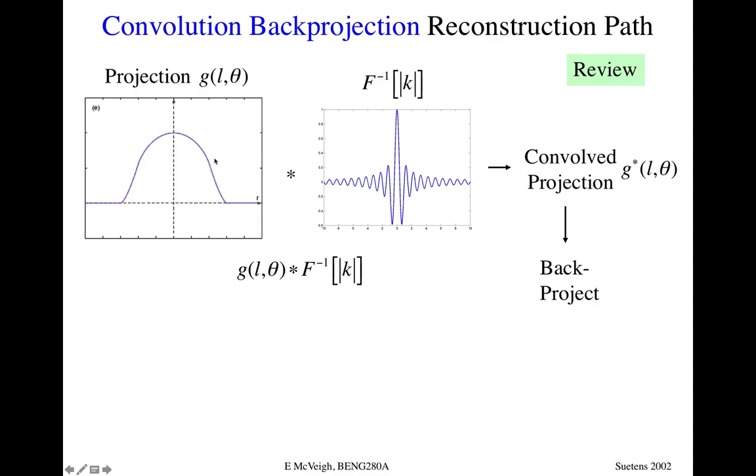One of the reasons it's more efficient is you can cut this convolution kernel down to a small kernel and just take the center part of it. So you take the center part of this, say 16 points or 8 points or something in the middle, do that convolution and then back project. And you get pretty darn close to the correct image, and it's quite cheap computationally.